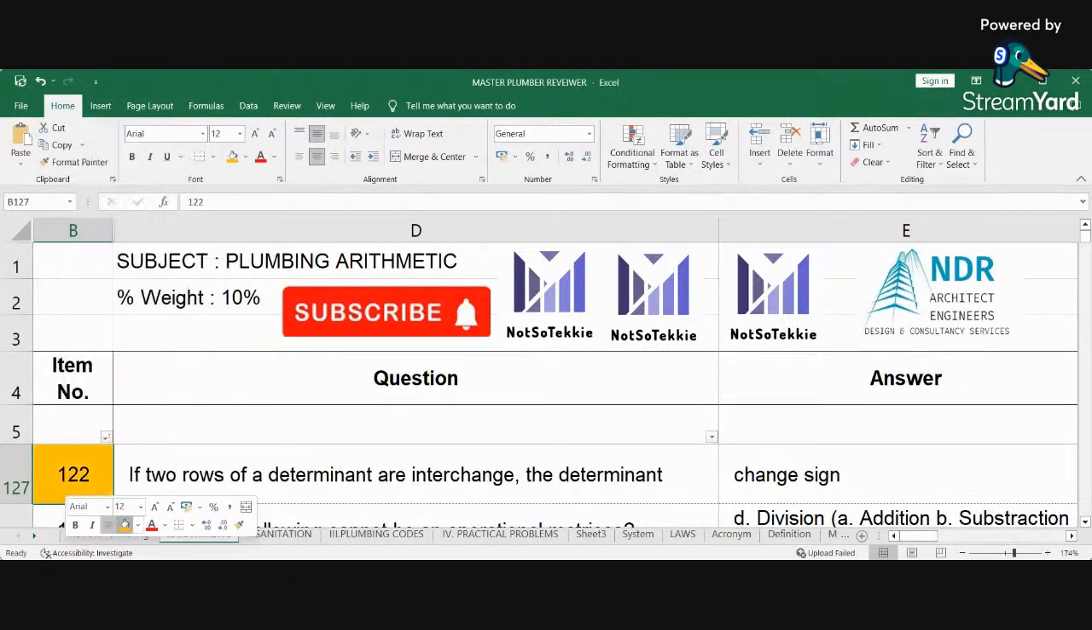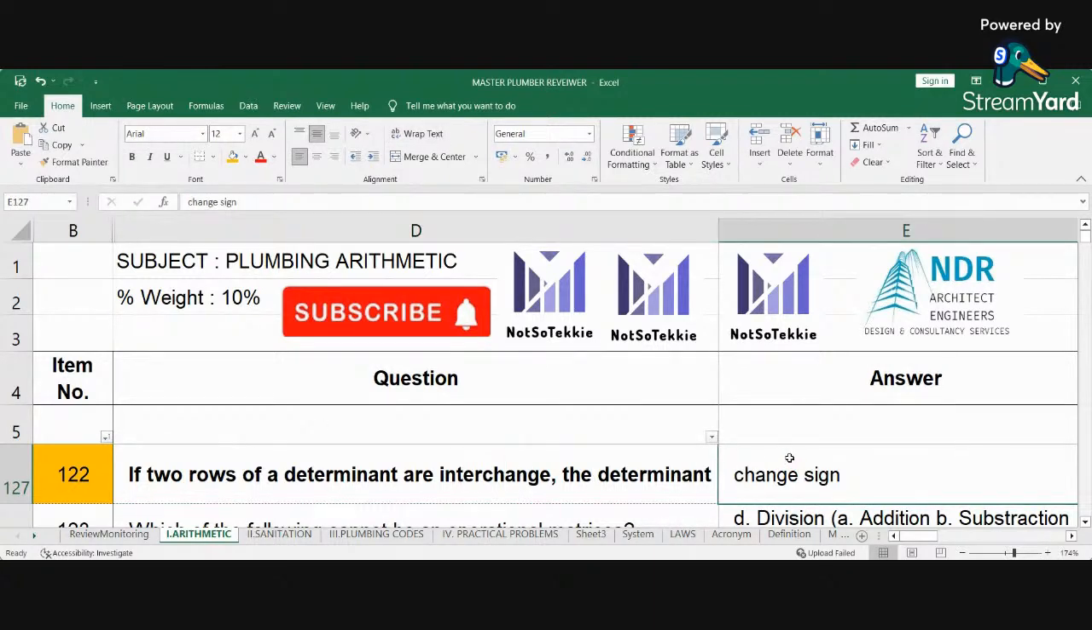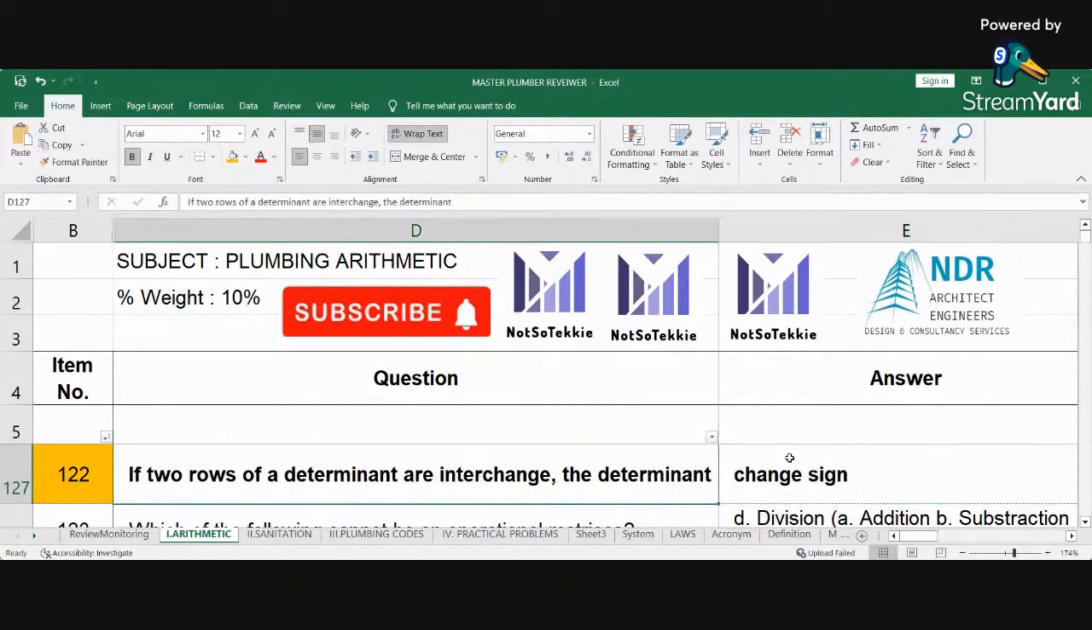If two rows of a determinant are interchanged, the determinant changes sign. The answer is change sign.